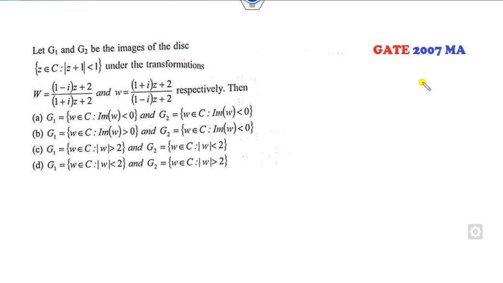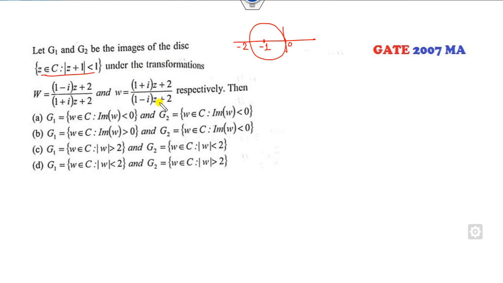Now we will look at some questions from the GATE examinations. That's again very simple. We will approach it the same way. We first draw it graphically. Center is my minus 1, radius is my 1. This is the mapping of this. This is minus 2, 0, minus 1.